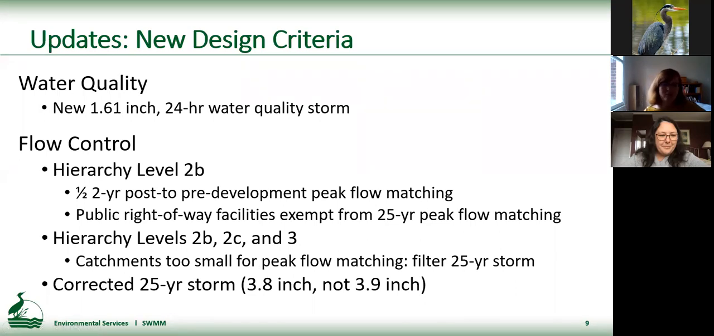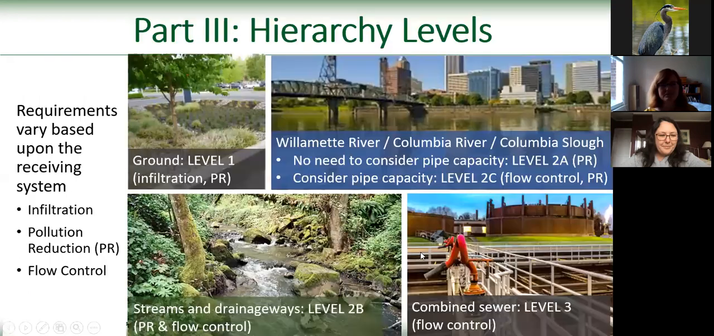In the old pack, there were also catchments that were too small for peak flow matching, but it would just always say fail. And so we want to show an option for when the catchment is too small for peak flow matching: you have an alternative route and you can filter the 25-year storm. And we also corrected the 25-year storm. It's 3.8 inches, not 3.9 inches.